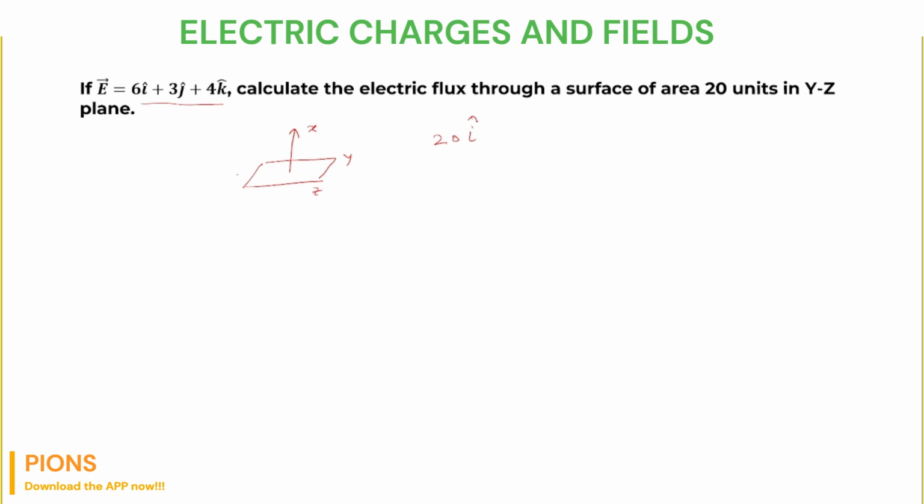So we can find the flux phi, that will be equals to E dot A, and unit vector. Be very careful, area is a scalar quantity, but here this I cap denotes the normal, right? We have done that in the previous lecture. So E will be simply 6I plus 3J plus 4K multiplied with 20 I cap. So if you multiply, we know that I dot I is 1, it will be 120, and flux is a scalar quantity, and the unit will be electric field as a unit of Newton per Coulomb, and area is meter square. So it will be Newton per Coulomb meter square.